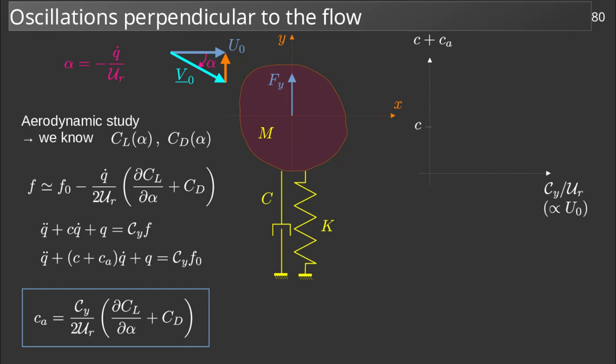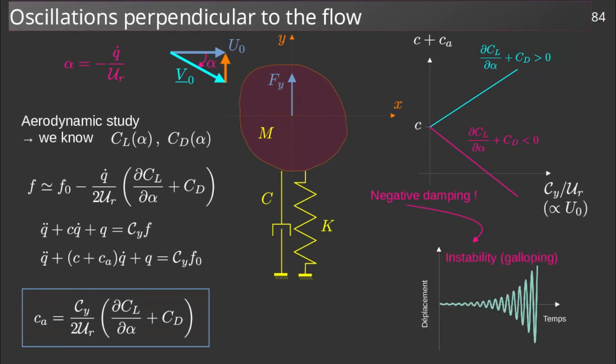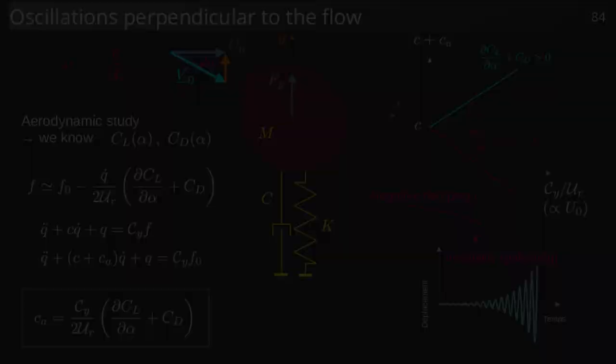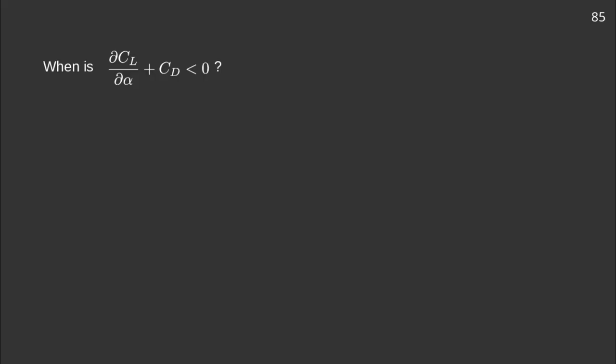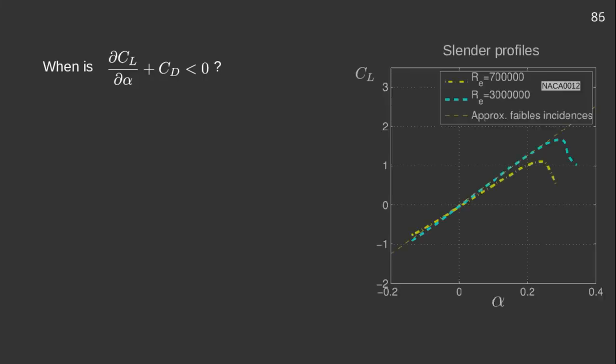If we increase the velocity of the flow, the total damping increases when dCl over d alpha is positive, and decreases in the opposite case. The total damping of the system can then become negative and consequently lead to a flutter instability, which is usually called galloping. We can now ask ourselves when this instability can occur. We will look at this in the case of the NACA 0012 profile.